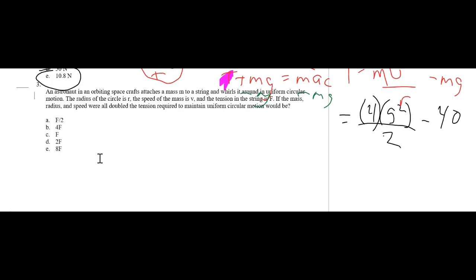The last one we'll look at on this page here, let me pause it for a second. Alright, now I'm back. This one says an astronaut in an orbiting spacecraft attaches a mass to a string and whirls it around in uniform circular motion. The radius of the circle is r, the speed of mass m is v, and the tension of the string would be F. Right, now it talks about if the mass and radius were changed.